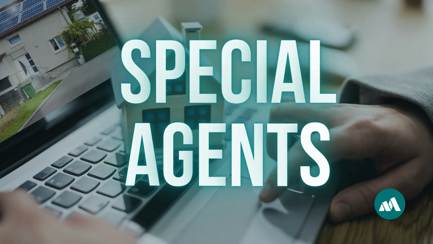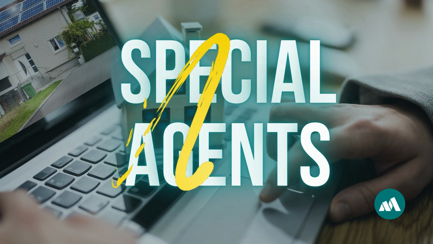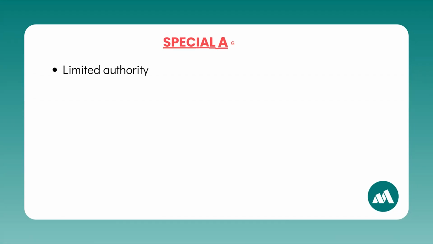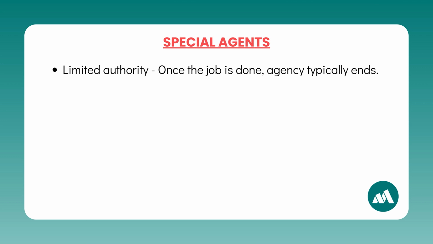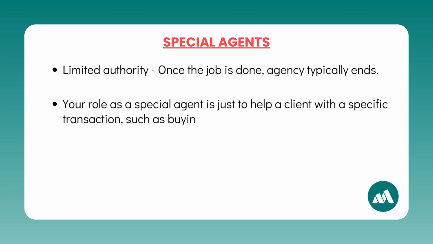Special agents are hired to perform a special task or handle a particular transaction, and once that task is complete, the agency relationship ends. This is the role most real estate agents take on. Unlike universal agents or general agents, special agents have limited authority. Once the job is done, the agency relationship typically ends. As a real estate agent, your role as a special agent is just to help a client with a specific transaction, such as buying or selling a property.